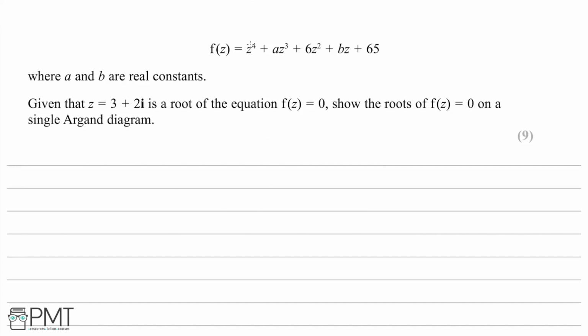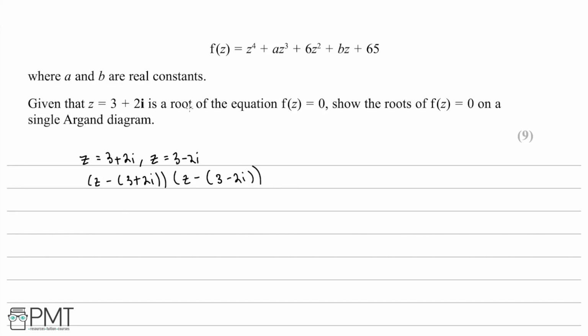Now the first thing to notice about this question is that one of the roots, 3 plus 2i, is a complex root. And if you have a complex root, there must always be a conjugate pair. So we know that z is equal to 3 plus 2i is one root, but we also know that z is equal to 3 minus 2i must also be a root, because we know that every single complex root must have a conjugate pair. And thus we know that two linear factors of f of z will be z minus 3 plus 2i and z minus 3 minus 2i.